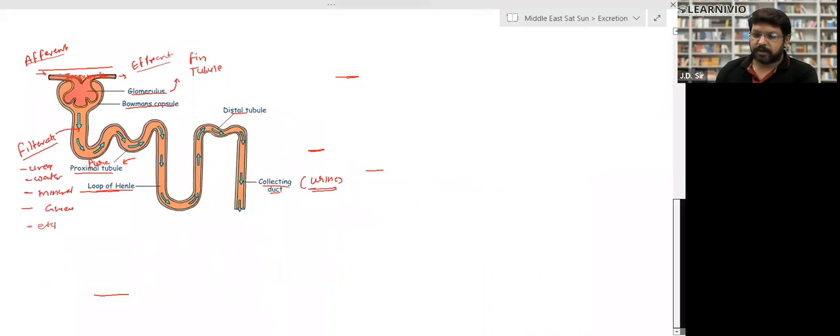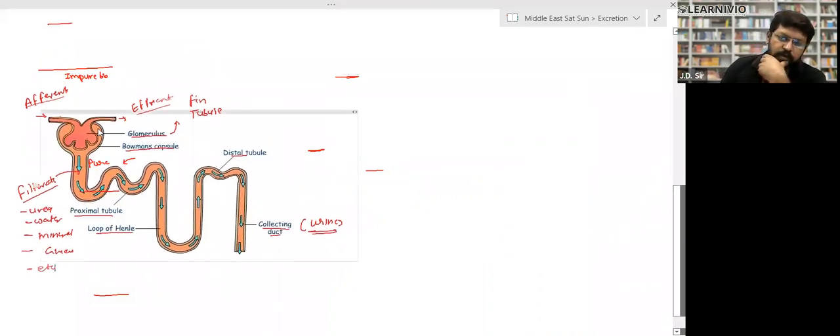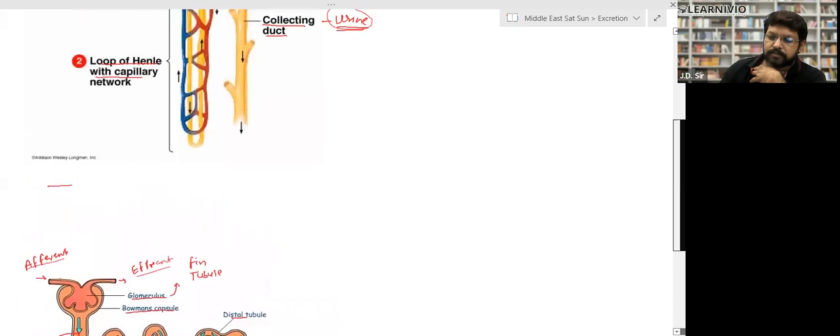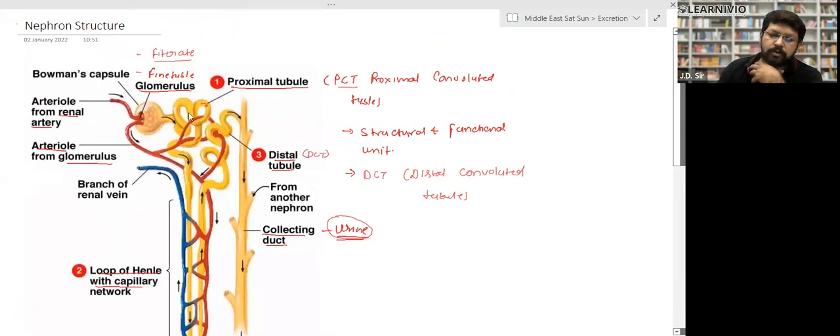Look, from here you can understand. This complete structure is called Bowman's capsule, and inside Bowman's capsule there is a filter which is called glomerulus. Clear? This cover is called Bowman's capsule, and inside it there is a glomerulus, right? So you can compare over here. So this complete cover is called Bowman's capsule, and inside it there is a filter called glomerulus, right? Now you can understand.